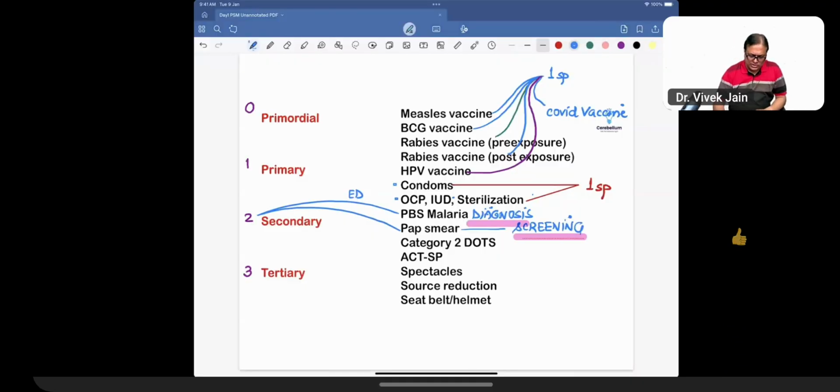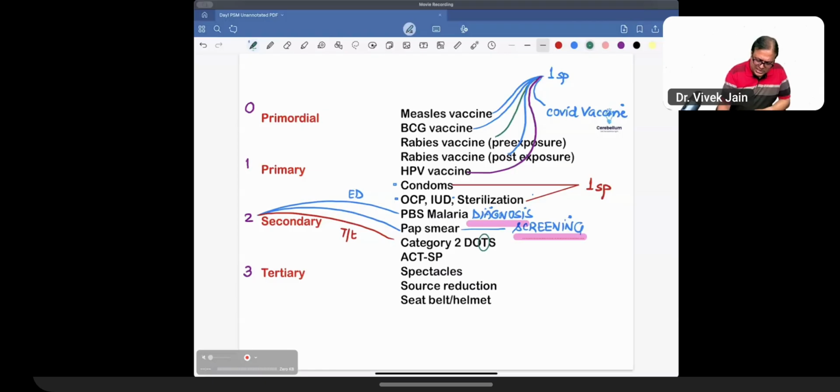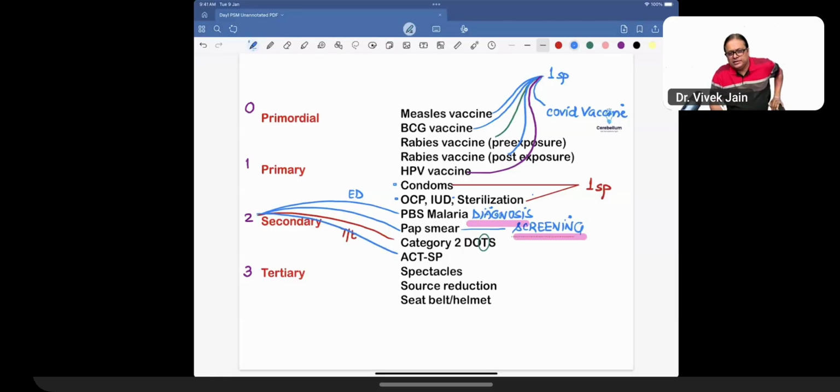What about category 2 DOTS? A patient, they will make a lengthy question. 27-year-old male is on category 2 DOTS. So level of prevention is, yes, secondary, treatment. What is T in DOTS? T is treatment, right? So this is secondary level. ACT-SP in malaria. Secondary. This is the drug of choice for falciparum malaria in other parts of India. So this is a drug of choice. That means the person has been diagnosed. Now you are treating the person.